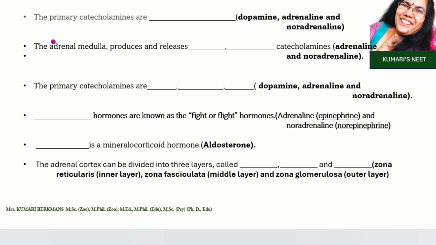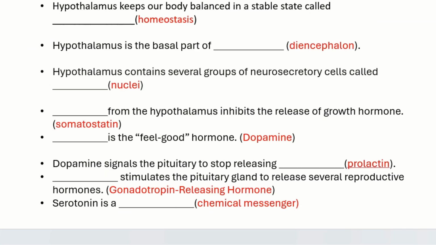Coming to the next one. The hypothalamus keeps our body balanced in a stable state called dash. It is homeostasis. Next question: the hypothalamus is a basal part of dash. Almost all answered. It is the diencephalon.